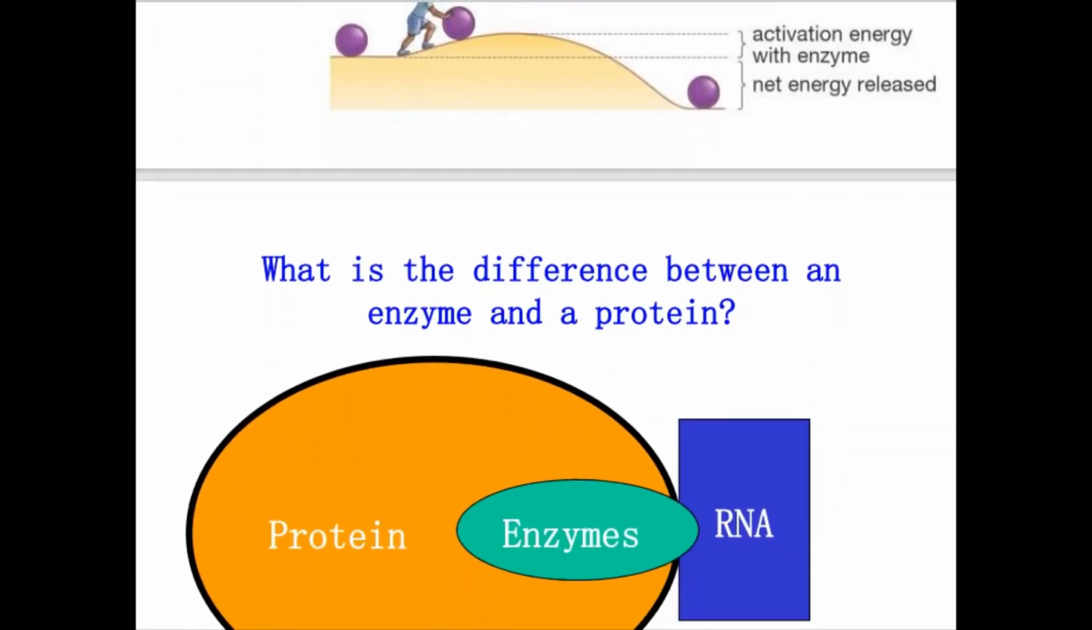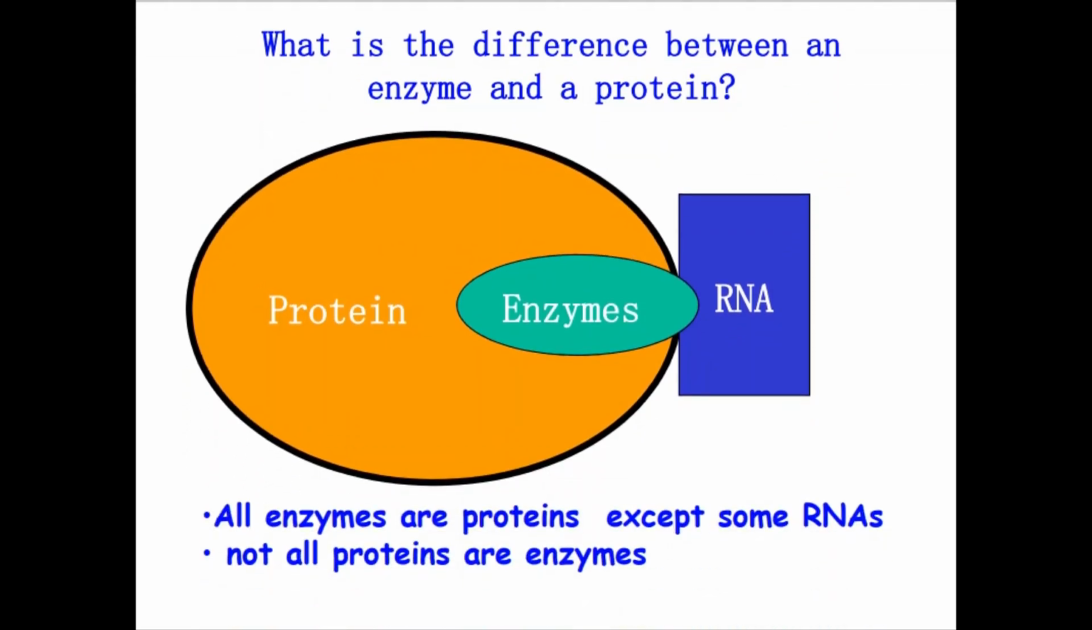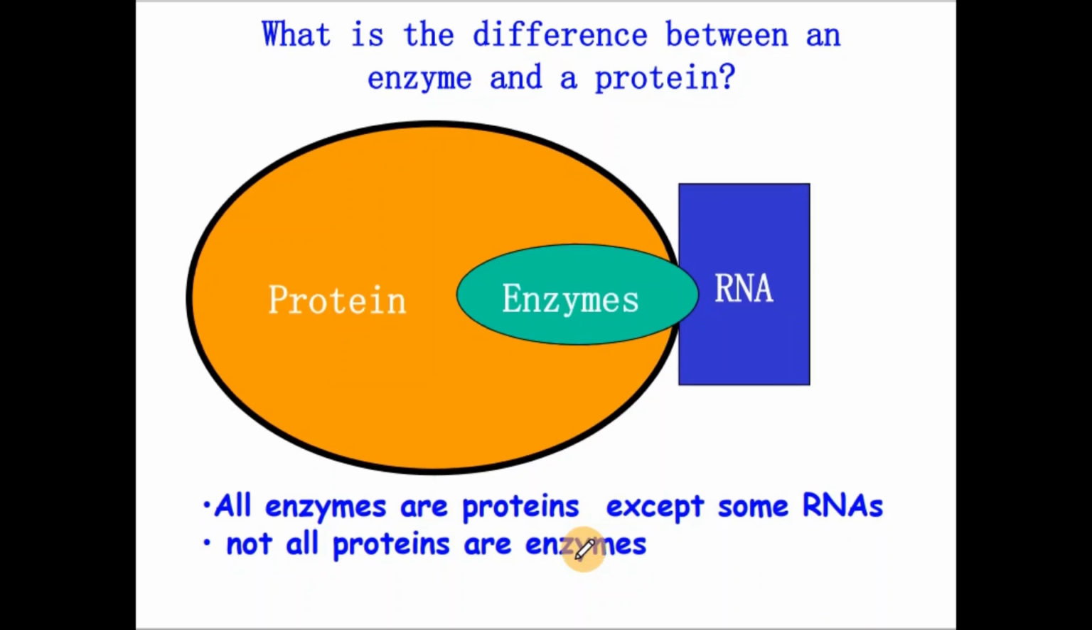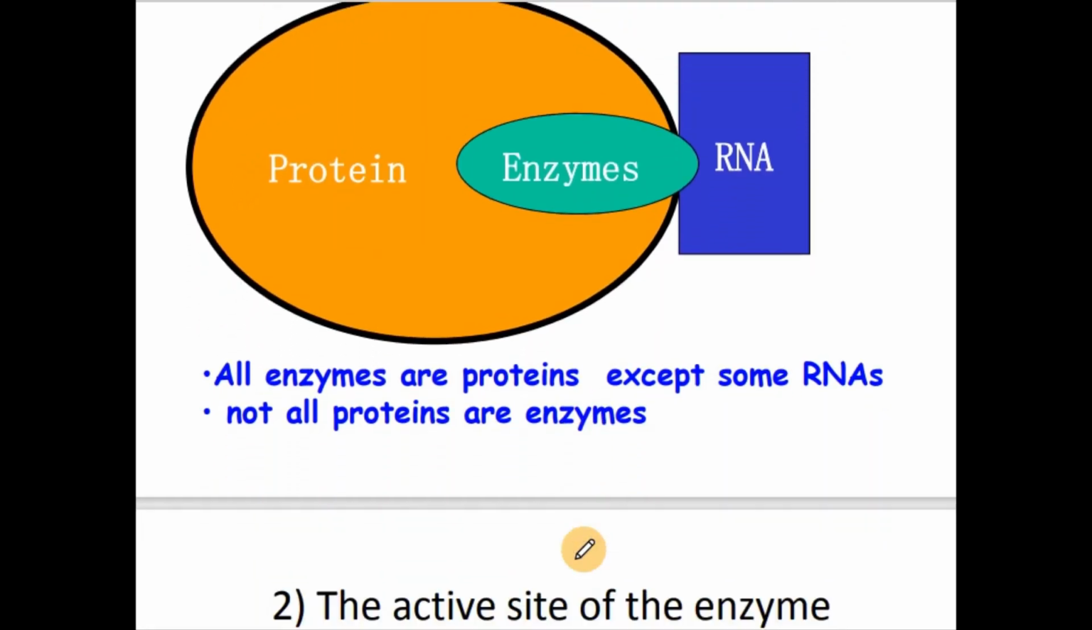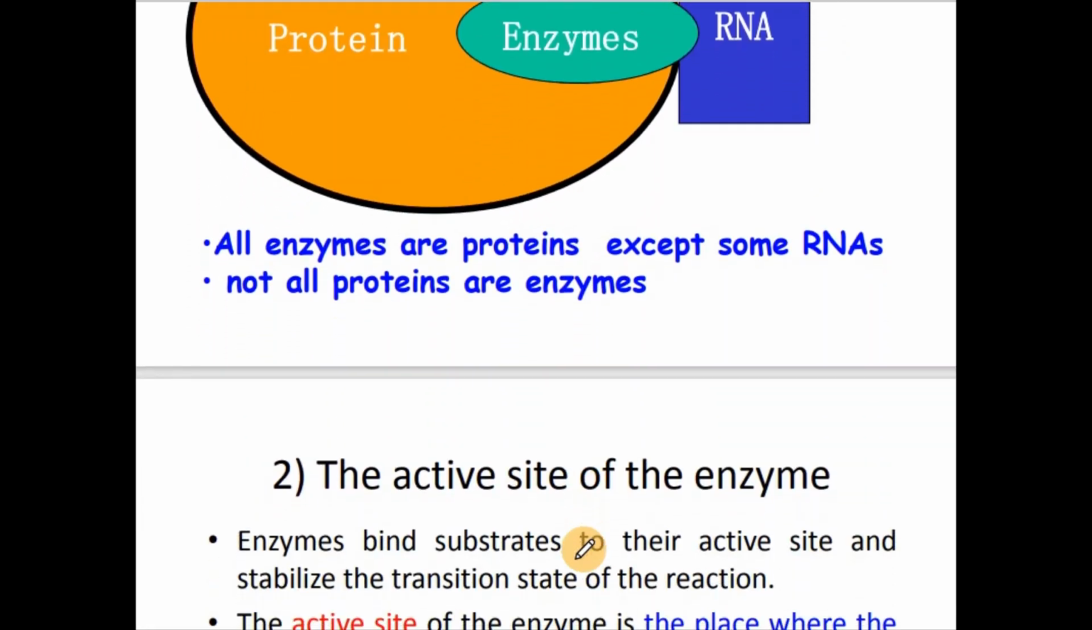So now, what is the difference between an enzyme and a protein? So as said earlier, enzymes are proteins, and they are all derived through the central dogma, that is the protein synthesis. All enzymes are protein with the exception of few enzymes that are RNAs, and those are called ribozymes. So not all proteins are enzymes, but all enzymes are protein, with the exception of some few enzymes which we call ribozyme.